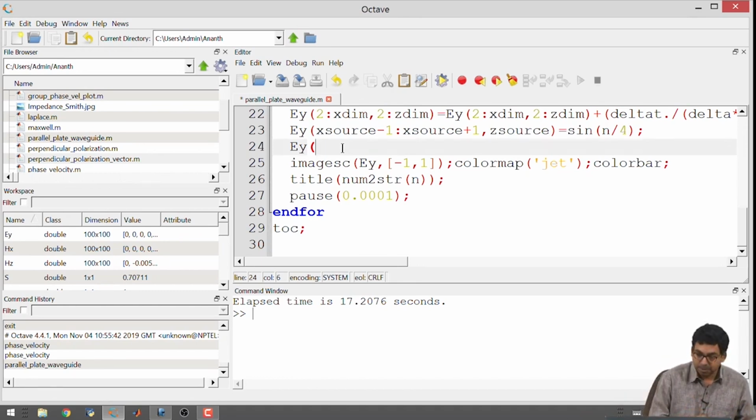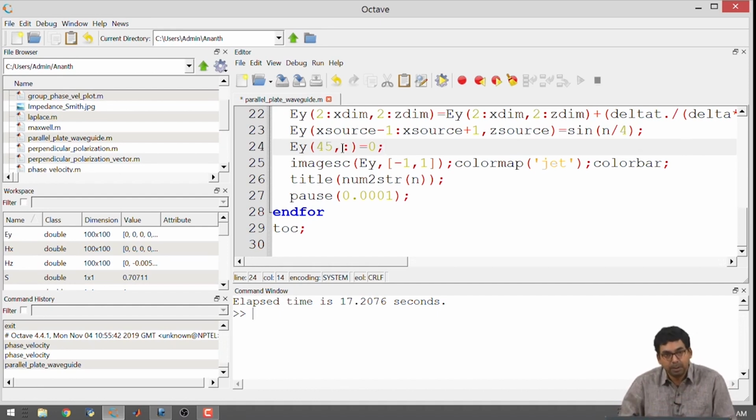So, I will just do maybe 45, comma colon is equal to 0. So, at x position 45, at all points in y, I have made the electric field manually equal to 0, which means that according to the code I have placed a conductor in this line.